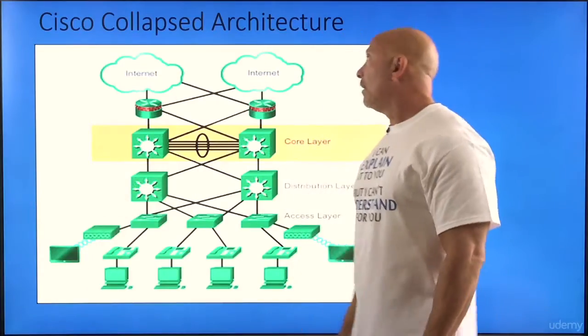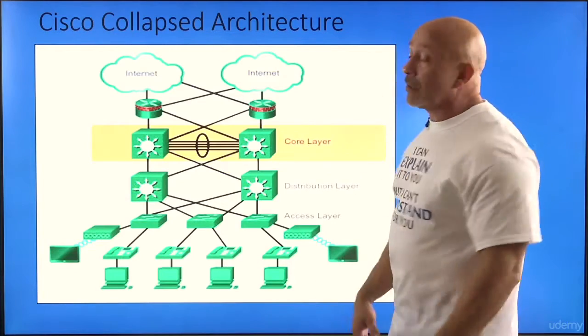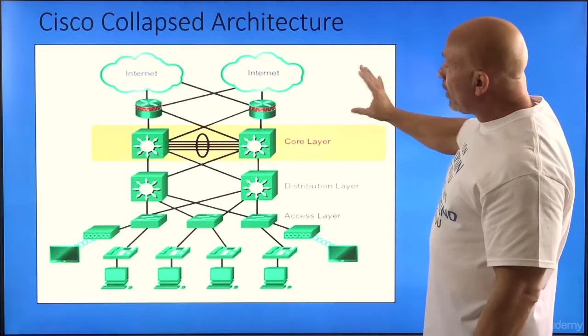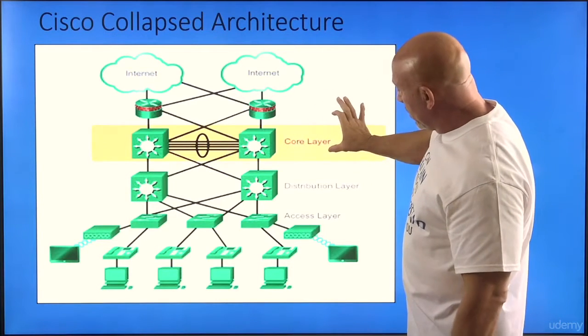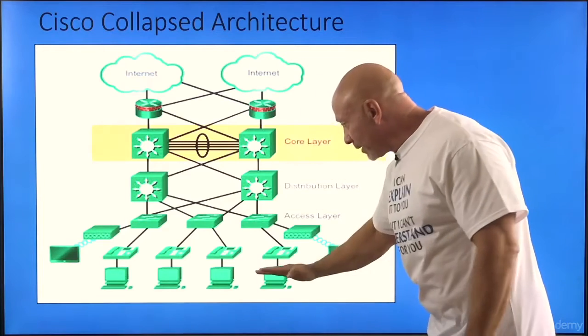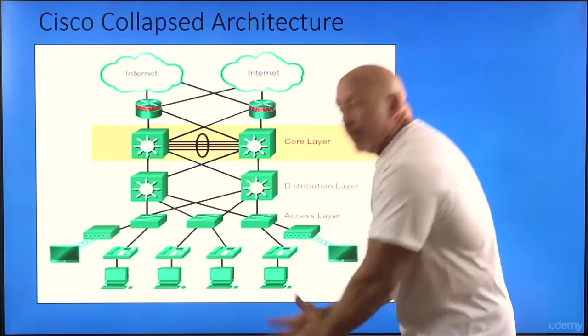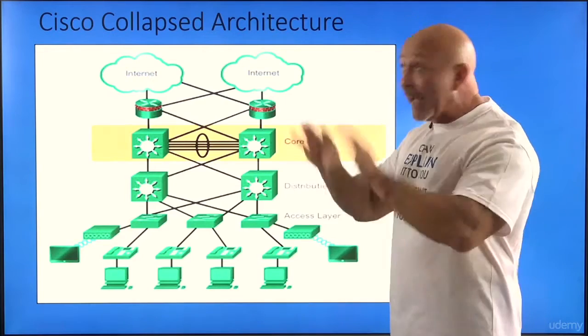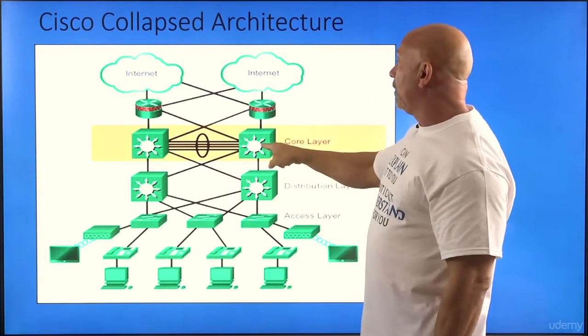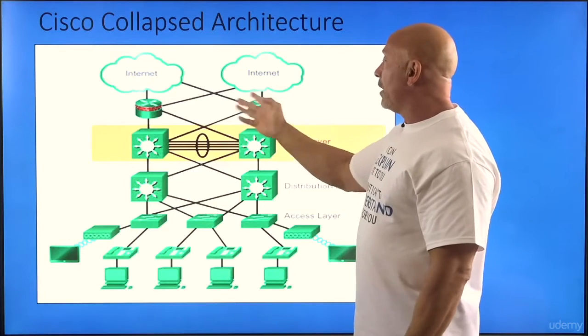All right. The Cisco collapsed architecture. Told ya. See what they did? You see what they did? They took the core, put it by itself, and then the distribution and access layer are now working together as one. That's it. Now, the core still, you can see here that they're using, obviously these are internet routers.